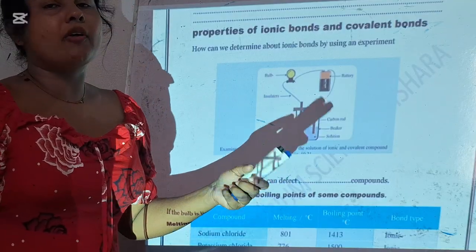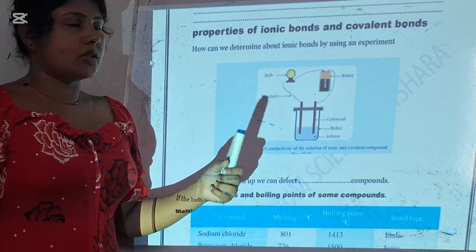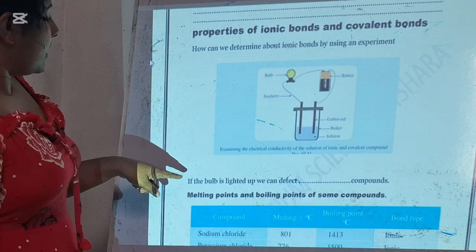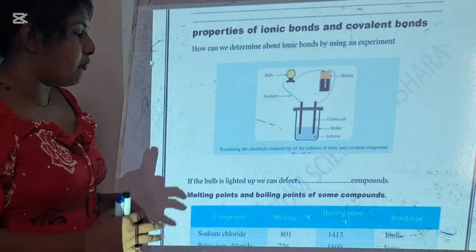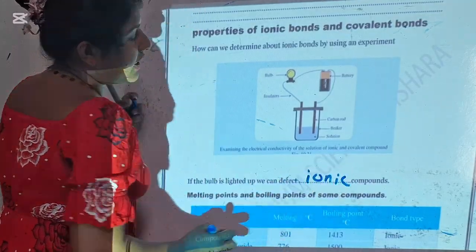Actually this came in one of the O-level examinations. Most of the term tests also have this one. Keep remembering it. Then here, if the bulb is lighted up, we can detect ionic compounds. Ionic compounds, write it.